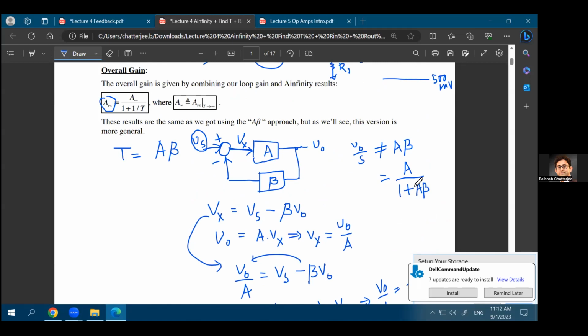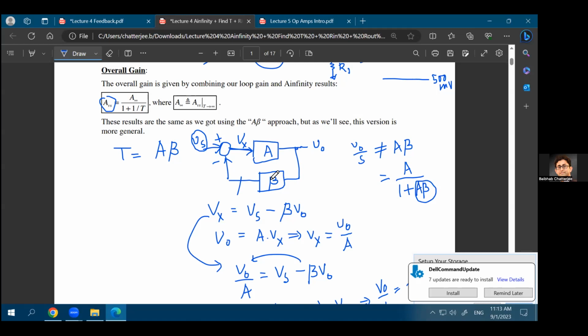And out of this, the A beta term is called the loop gain term. What does it mean to say that this is the loop gain? It means that if you break the loop somewhere, let's say at this point, what is the total gain coming from the input to the point where you have broken the loop? It is A times beta, right? That's why it's called the total gain in the loop. The feed forward gain multiplied with the feedback gain, that's the total gain.